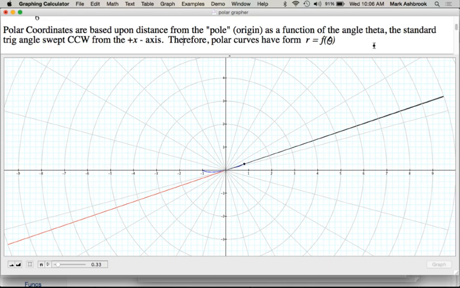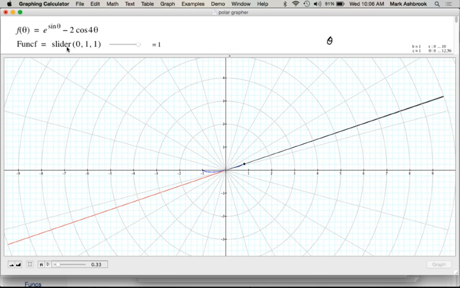Okay? R as a function of theta is what polar curves have. So our formulas are going to look like this. Here's a function of theta: e to the sine theta minus 2 cosine 4 theta. That's a really complicated function, but it's kind of a fun one to start with. And so I'm going to show you how it gets traced out.